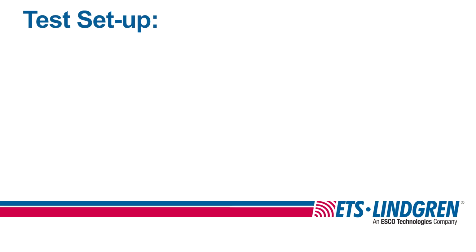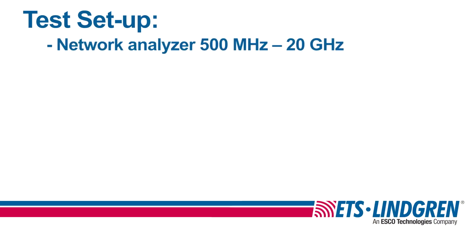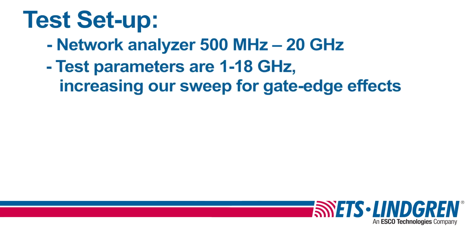With regards to the test setup, we've already hooked up the cables to the network analyzer. We've set the network analyzer frequency settings from 500 megahertz to 20 gigahertz. Even though our test is limited from 1 to 18 gigahertz, we would actually increase the frequency span just to take care of the gate edge effects. So that's why we'll be sweeping it from 500 megahertz to 20 gigahertz.